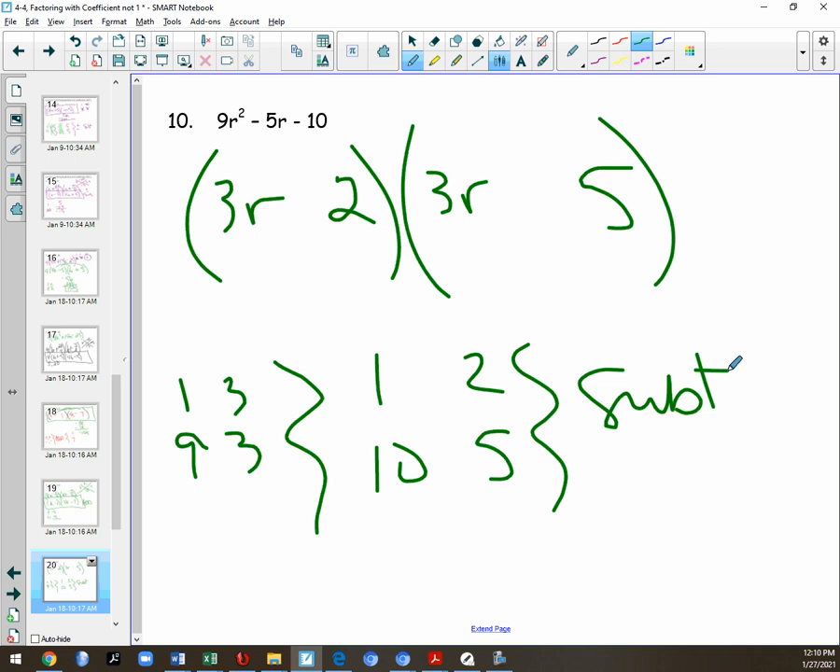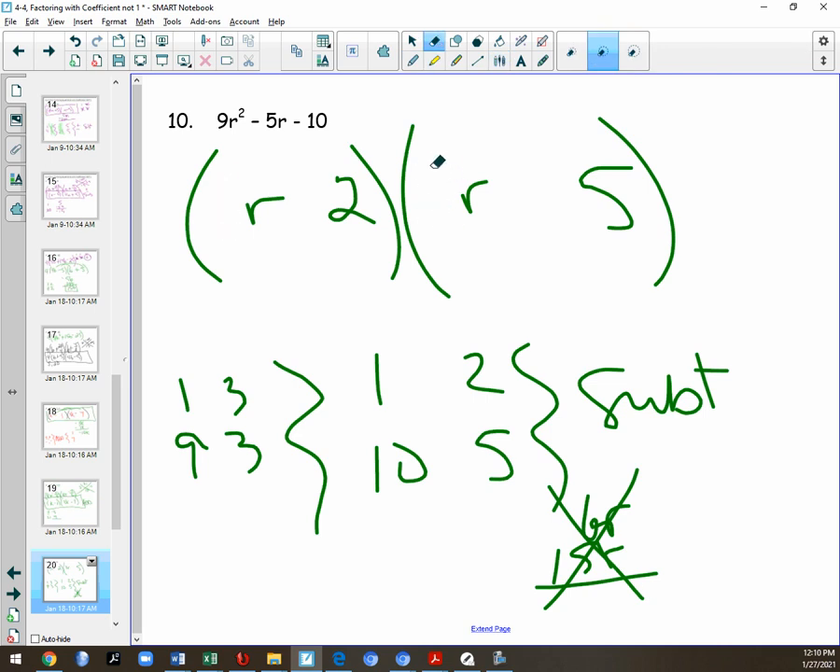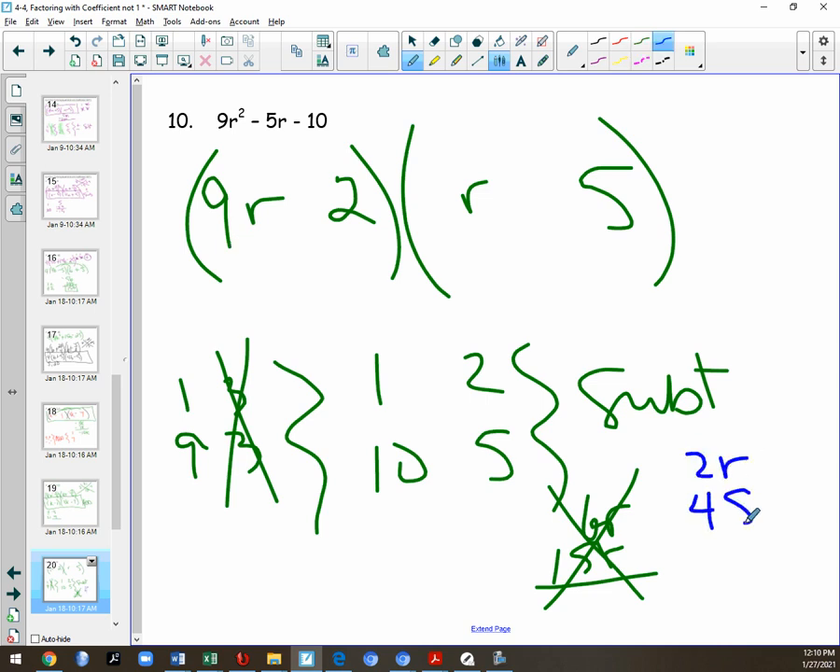Inner gives me 6r, outer gives me a 15r. Is that going to give me that? No, it won't. If I swap them, it will not work. So 2 and 5 will not work with 3 and 3. So I'm going to erase 3 and 3, and this time I'm going to use 9r and r. Inner gives me a 2r, outer gives me a 45r. That's not going to work. So I erase the 2, I erase the 5, and I swap them.